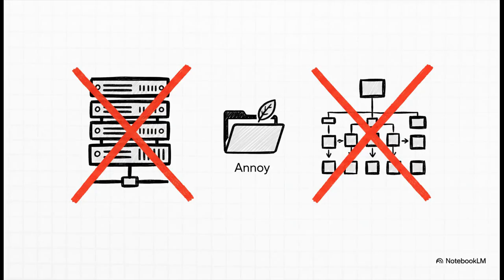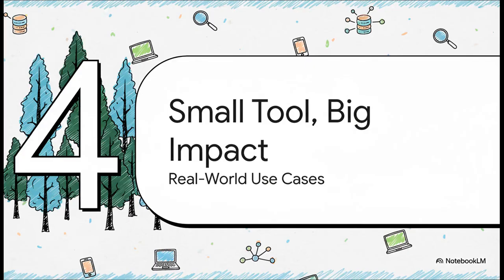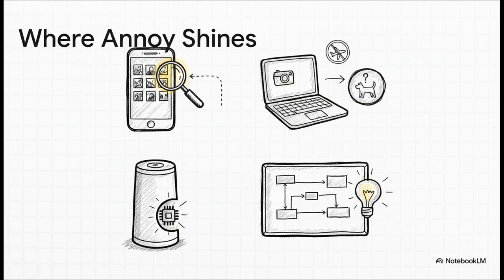And really, that's the perfect way to think about it. Annoy is the minimalist choice. It's for the developer who needs speed, simplicity, and portability more than anything else. It's just elegant, really, because of all the things it doesn't try to do. But look, just because it's a minimalist tool doesn't mean it has a minimal impact. In fact, it's the total opposite. Its simplicity is exactly what lets it be used in all these places where the bigger, more complex systems just can't go.